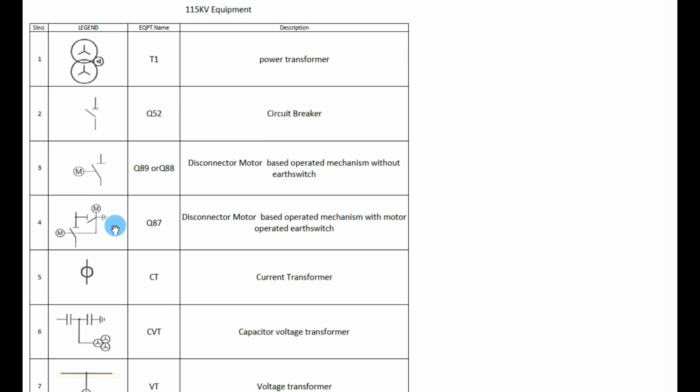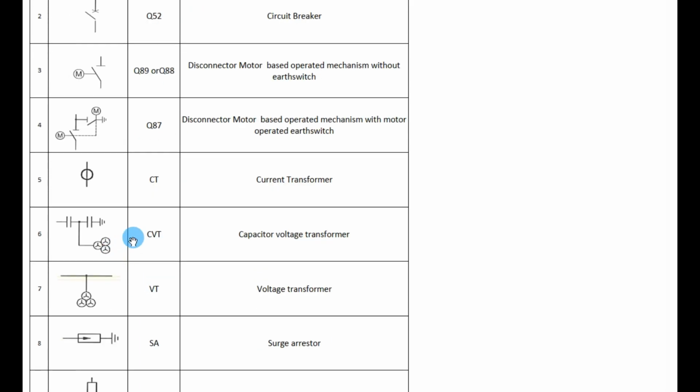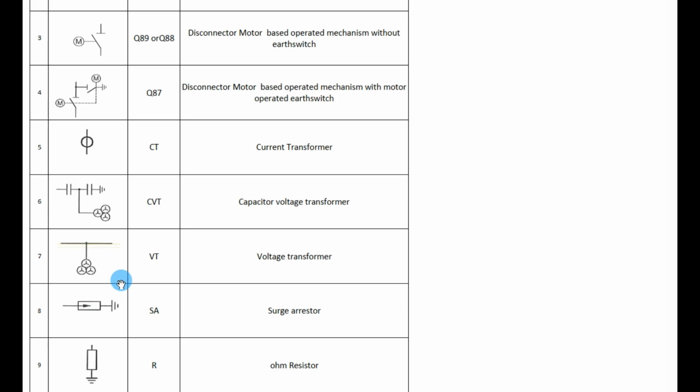The fifth symbol is a CT, and the sixth and seventh are both VTs, but the difference is that one is a capacitive voltage transformer and the other is a normal voltage transformer. So in this project there are two different types of voltage transformer. The eighth one is the surge arrestor, and this is its symbol, denoted by SA in the SLD. And the ninth one, if you see this symbol in our circuit diagram, it is just a resistor.